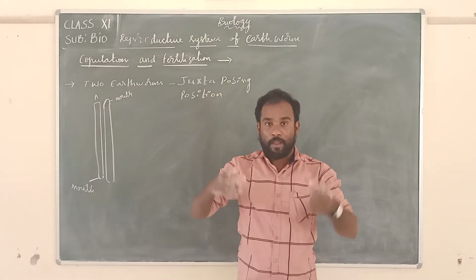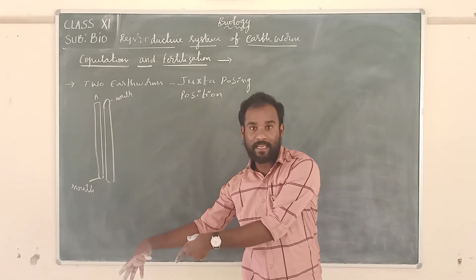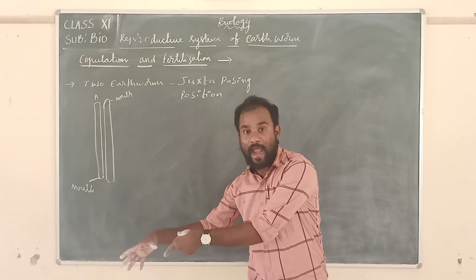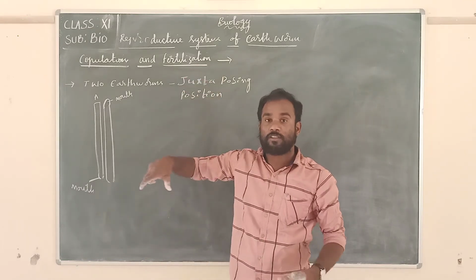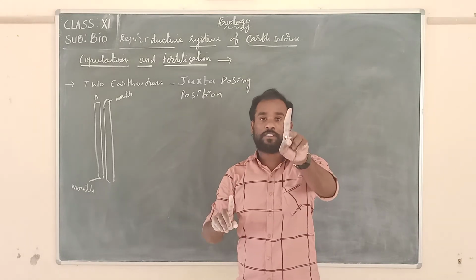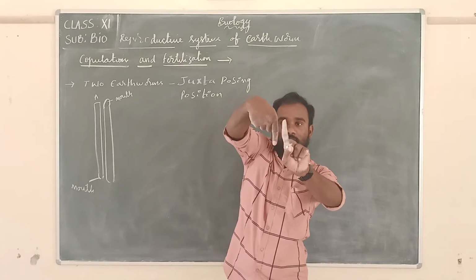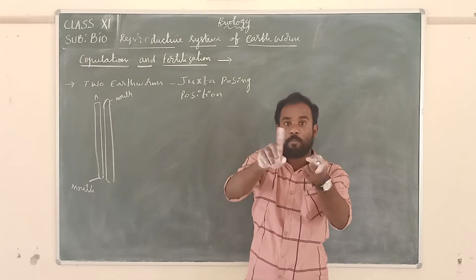For example, my head is here, legs there. Another human being is here. His head is at the bottom and legs are at the top. That means we both are in juxtaposing position. You see, this is there, this finger. Both are in juxtaposing, that is, in opposite directions.